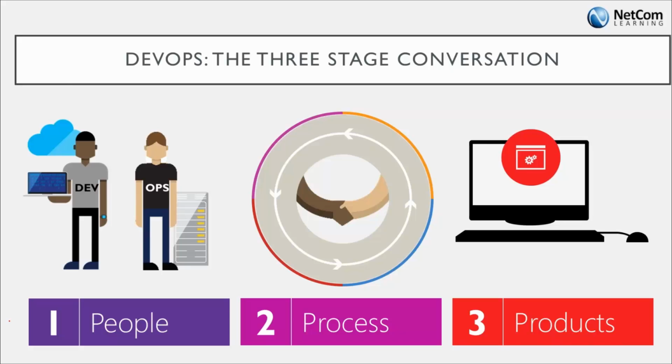Okay, so in my example, the people are my developer and my ops engineer. Then we talk about creating a process in place wherein my developer and the ops engineer work together with each other and, let's say, maintain or update my products. In this example, the products are the applications which my developer designs and my operation engineer places on servers, right? So these are a few of the things we can talk about. DevOps has three stages: people, process, and products.